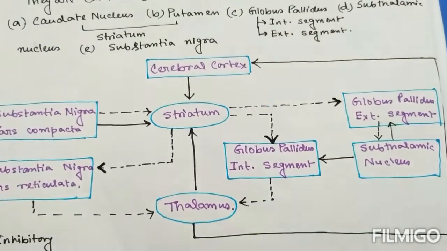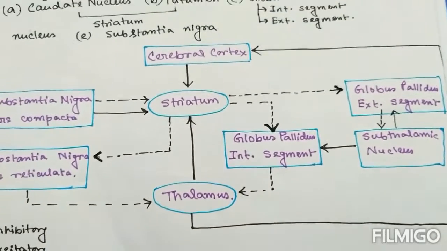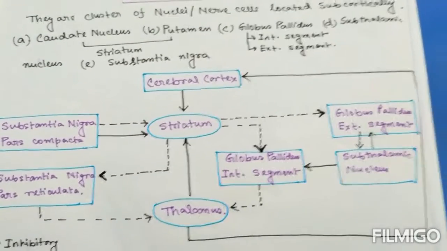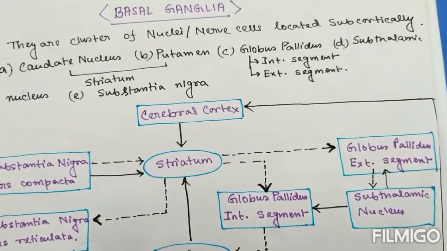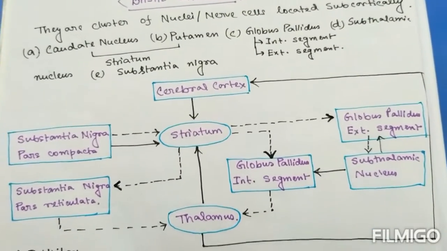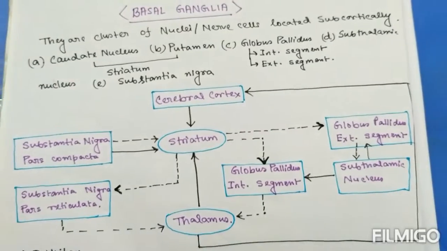So this is a very schematic discussion about the circuits of the basal ganglia mainly, and the main function of the basal ganglia is to achieve cognitive movements. So this is a very basic idea about basal ganglia.